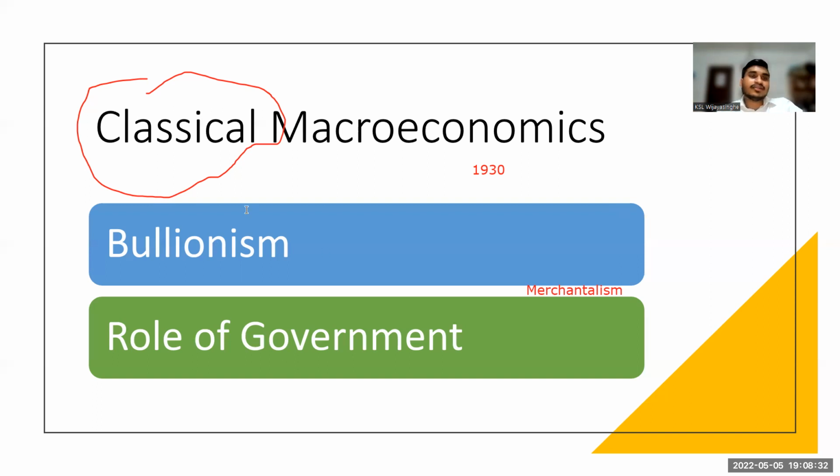So Bullionism is no longer there now. So this all started in the 1930s.